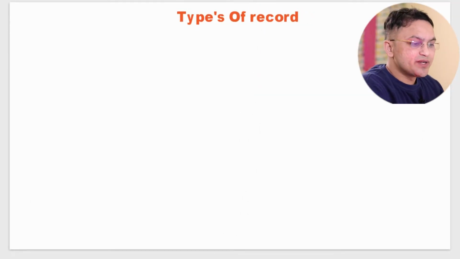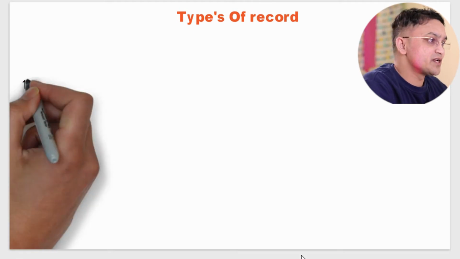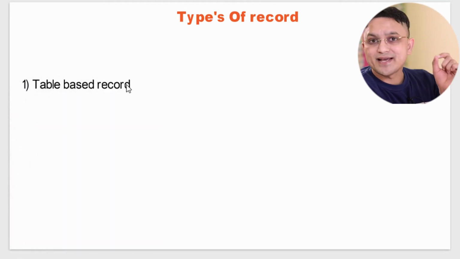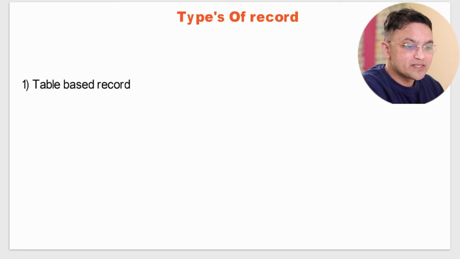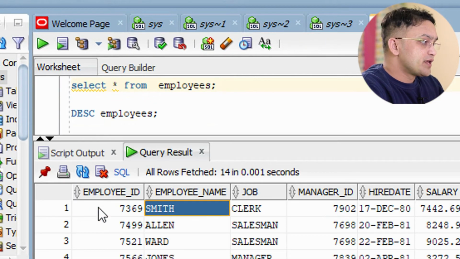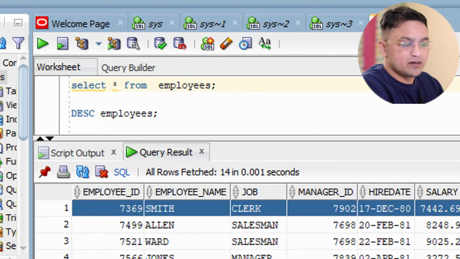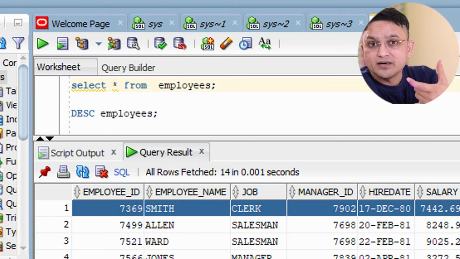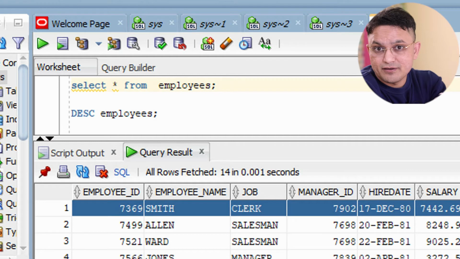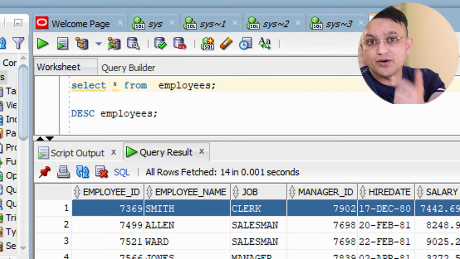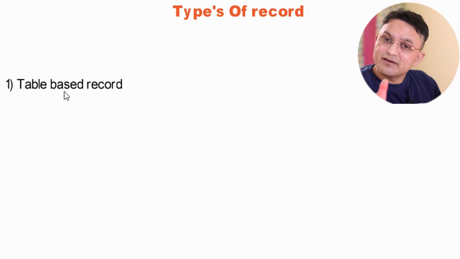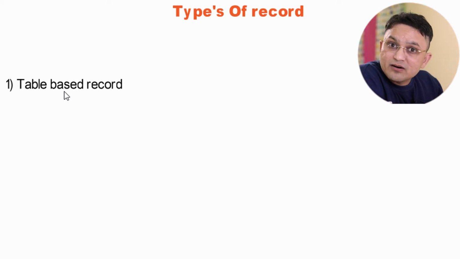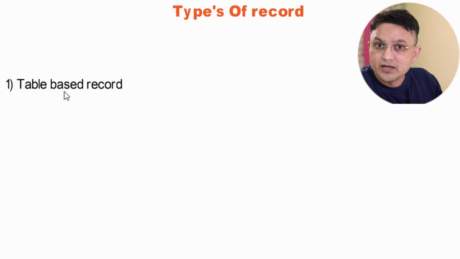Let me write here the very first type of record, which is the table based record. So what exactly is a table based record? If I want to get the complete row of my table and declare a record for my table row, then I have to go with the table based record. In short, whenever you want to store the complete row of a table within only one variable, you have to go with the table based record.